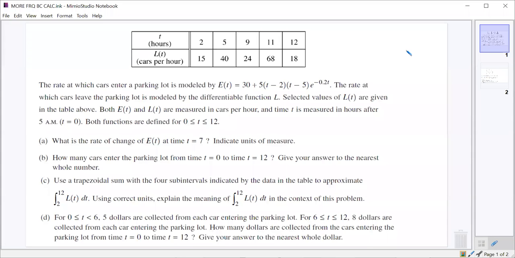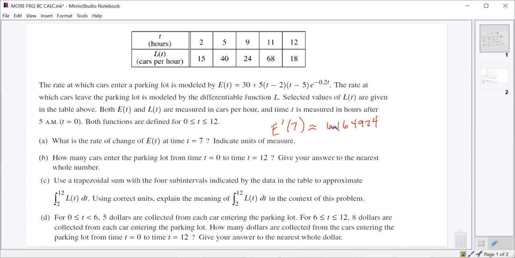So for our first one, we just want to find the rate of change of E of t. E of t is just the rate of the cars entering the parking lot, but we want the rate of change of E of t, so that's just E prime of 7, since it's at 7. That's pretty straightforward. Your calculator will tell you that that value is 6.164924 or something like that.